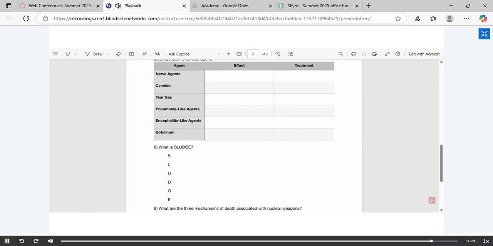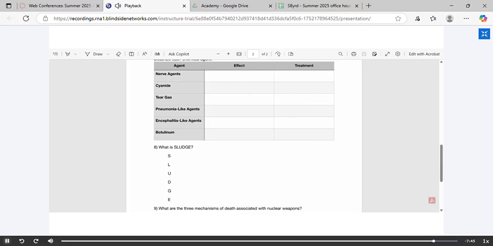Tear gas could be short term, could be long term, but it's going to have some effects on your respiratory system. Eye injuries, mouth and throat irritation. Again, decon. Treatment is decon and ABCs. Pneumonia-like agents, this is going to be from your bacteria, like your anthrax, your pneumonic plague, your ricin, things like that. This is going to be your bacterial agents. ABCs, ventilatory support. A lot of times when they get to the hospital, they're going to be getting antibiotics. But again, decon, make sure that you're safe.